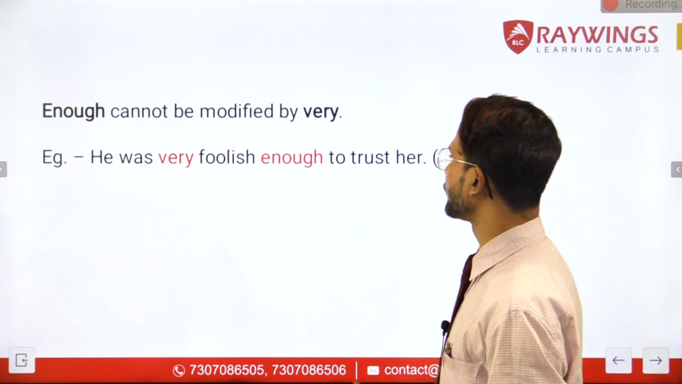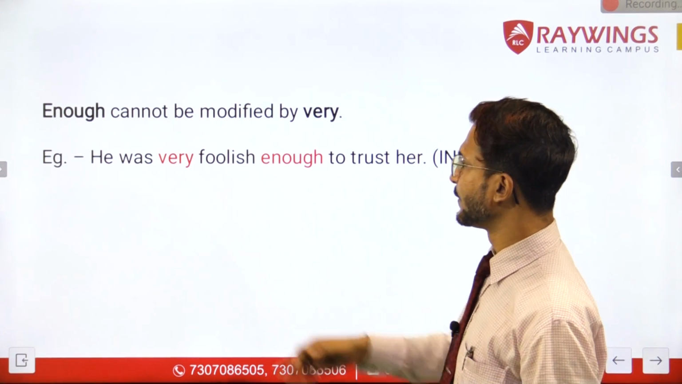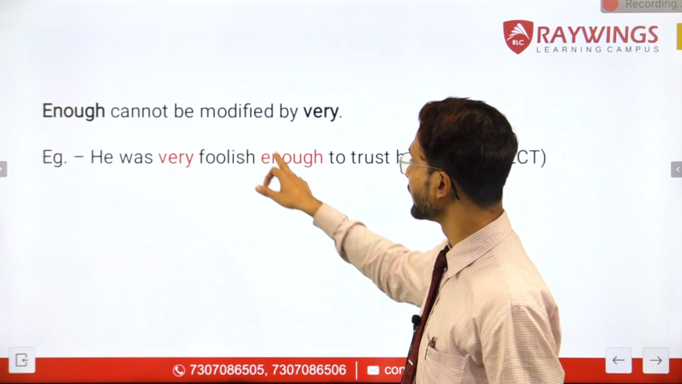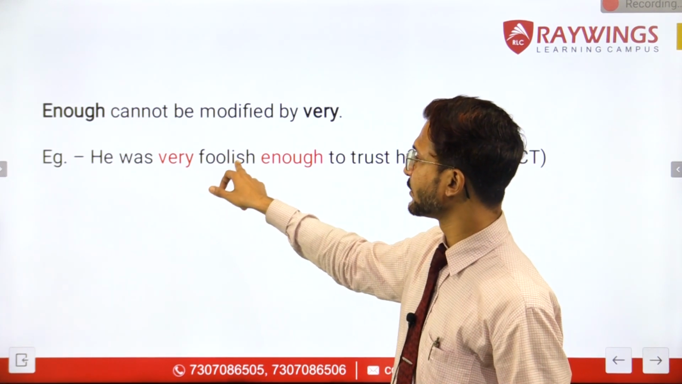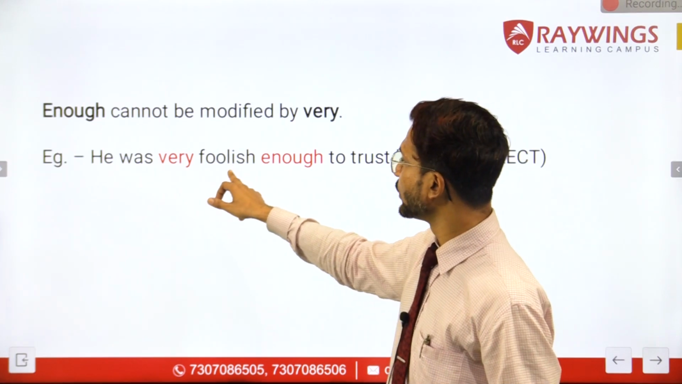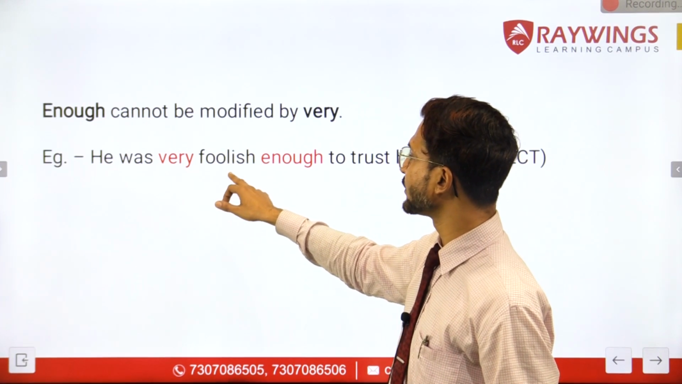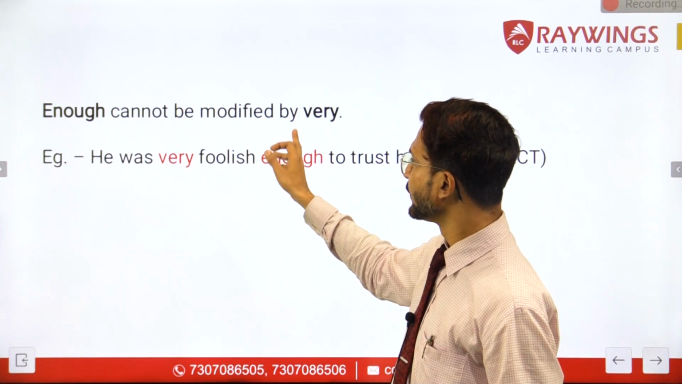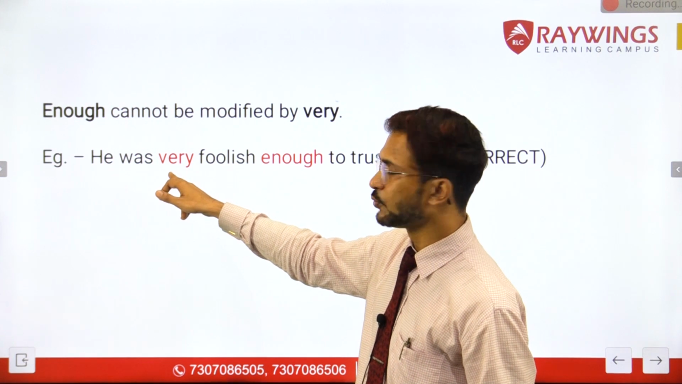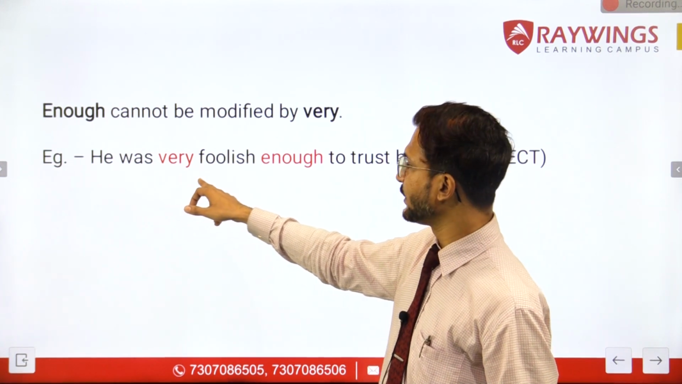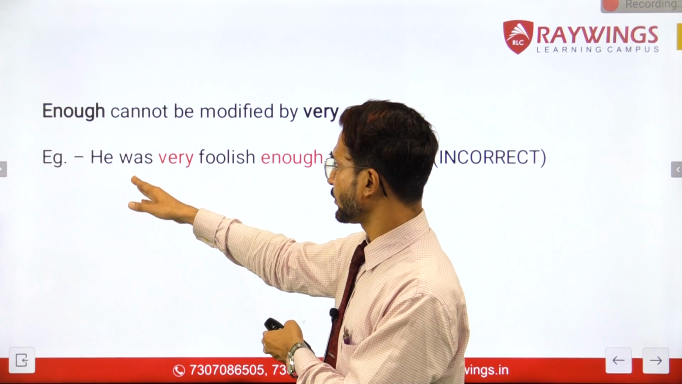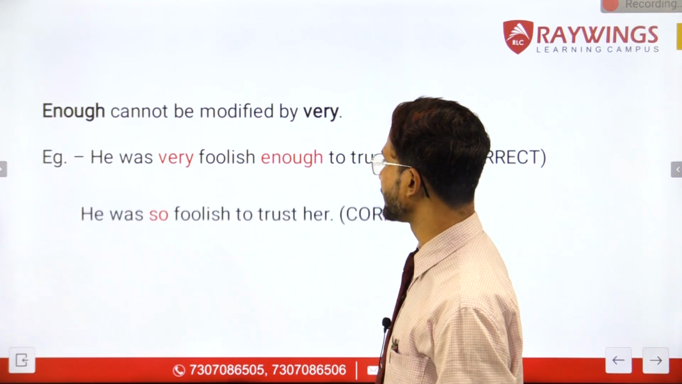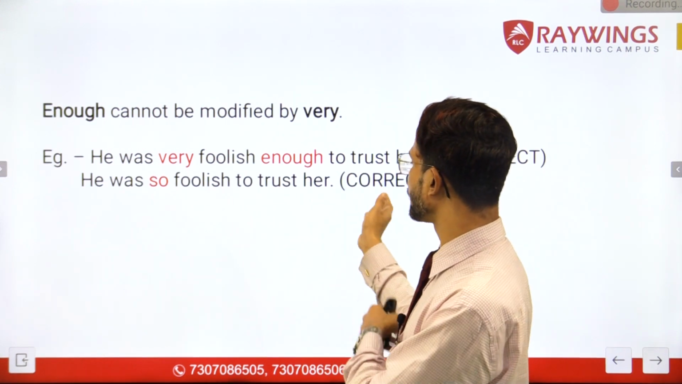The example says, he was very foolish enough to trust her. So I'm using very in this sentence and I'm also using enough in this sentence. And you know that foolish is the adjective here. This word foolish, which is an adjective, is being modified by an adverb enough, right? So we don't need to use another adverb very here. So, he was very foolish enough to trust her. This will be incorrect. The correct form of this sentence would be he was so foolish to trust her.